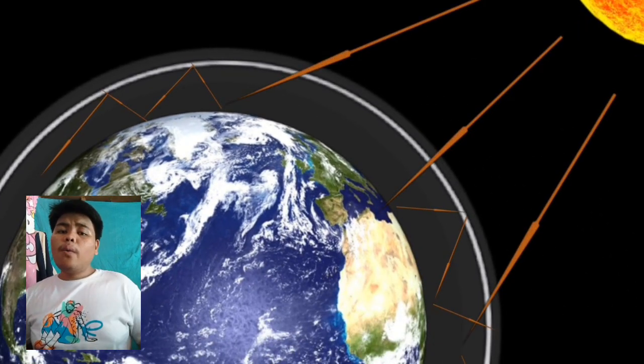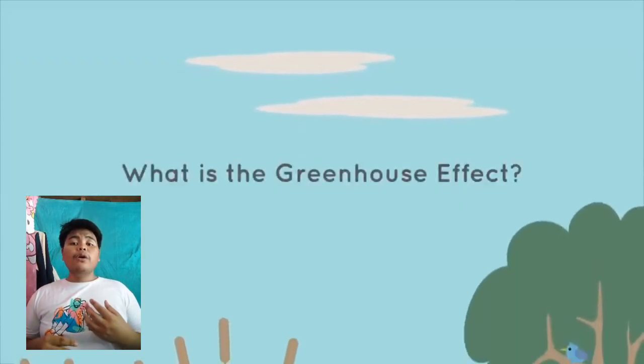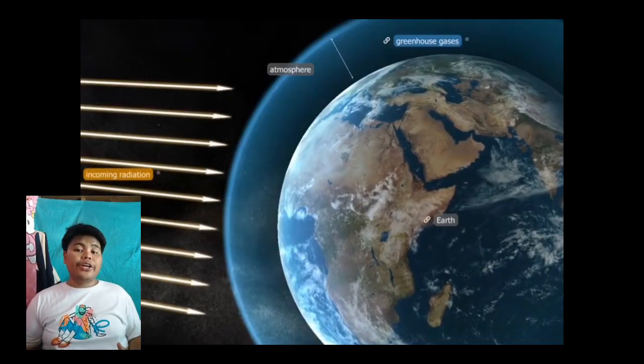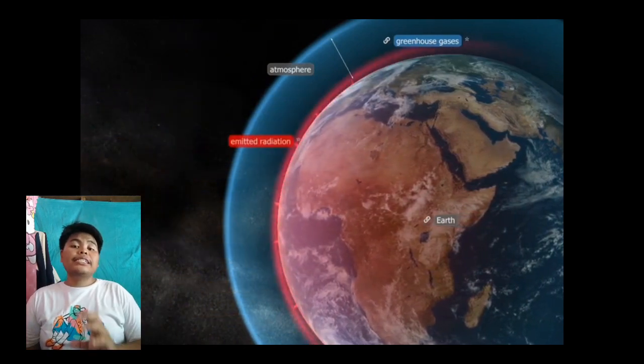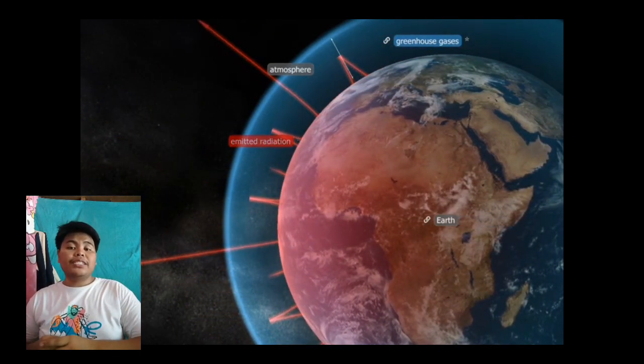So the question is, what is the greenhouse effect and when does it happen? This happens when the Earth receives high-energy, short-wavelength radiation from the sun, and a small portion of this electromagnetic radiation is reflected back into space. Most of it, however, passes through the atmosphere and reaches the Earth. On reaching the Earth's surface, some of the sunlight is reflected back while the rest is absorbed at the surface.